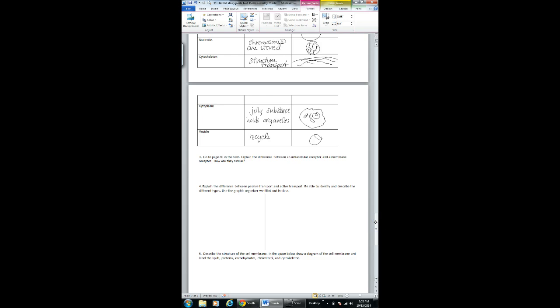How are they similar? So if you go to page 80 in your book, there's two really good pictures of these. So your intracellular receptor is going to just mean intra, meaning inside of the cell membrane, and there's going to be something that passes across the cell membrane, and there is a receptor on the other side that fits into it. And once it's that lock and key fit, then it spurs something to happen inside the cell.